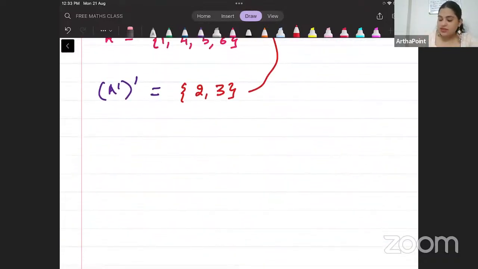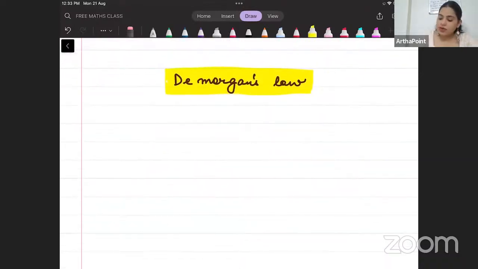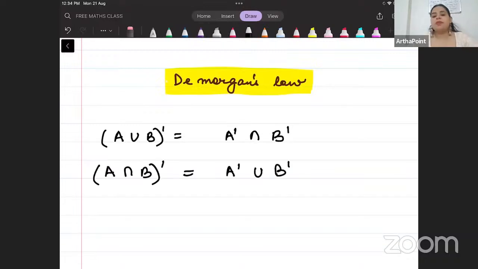This is known as De Morgan's law. De Morgan's law. क्या कहते हैं De Morgan's law बेटा? A union B complement is equal to A complement intersection B complement. And A intersection B complement is equal to A complement union B complement.